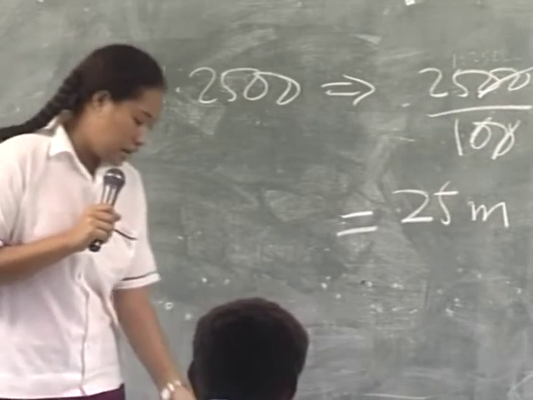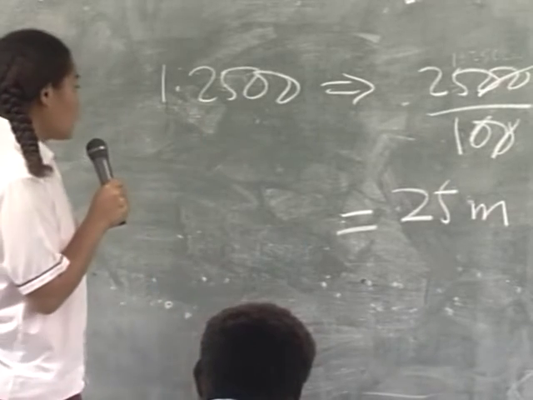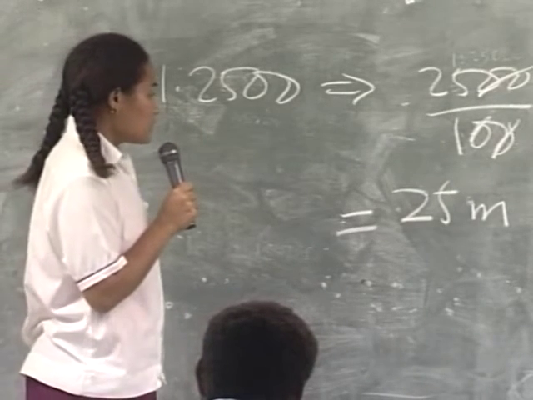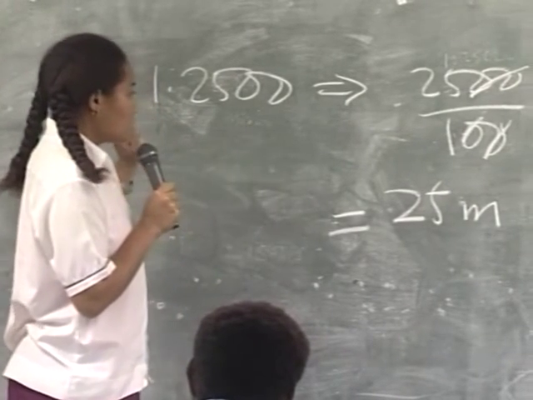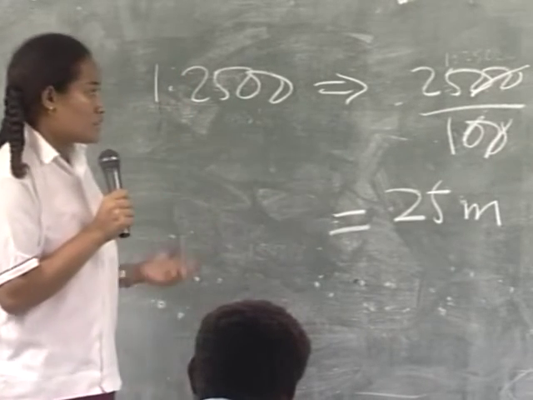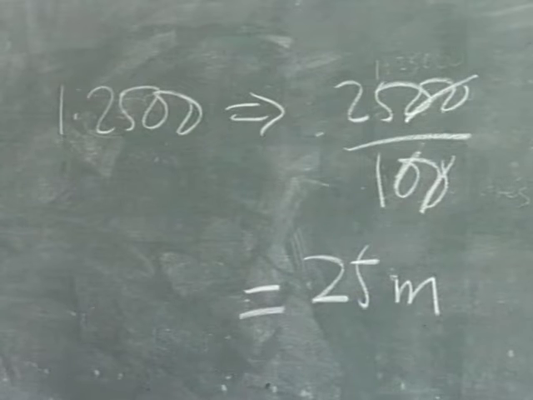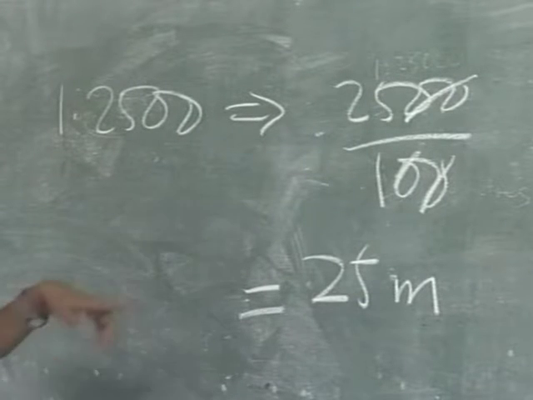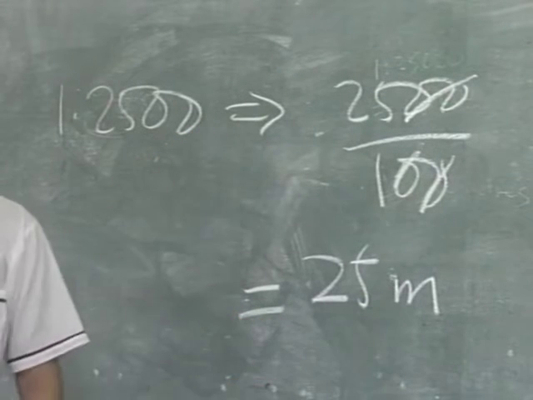How I got my answer: I converted into meters. I divided 2,500 over 100 because 100 centimeters equals a meter. And yeah, I got 25 meters.